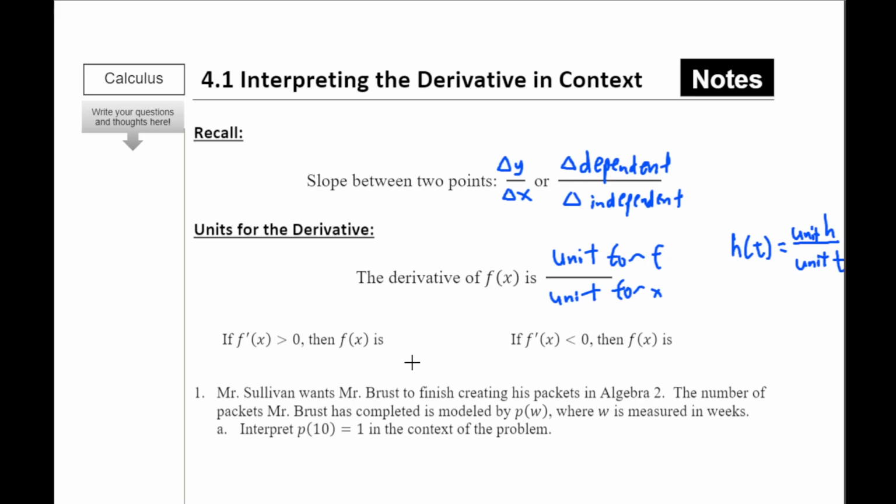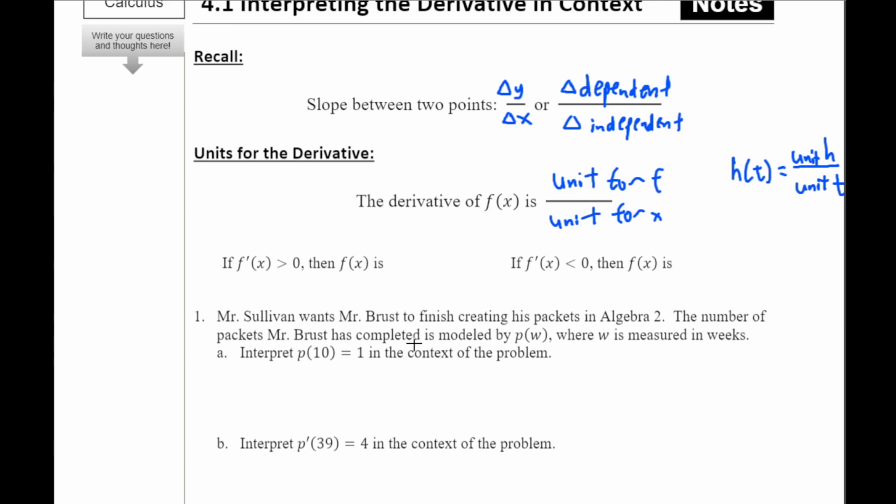If f prime of x is greater than 0, then f of x is increasing. The function is increasing by going up. If f prime of x is negative or less than 0, then f of x, the original function, is decreasing. Gotta remember these.